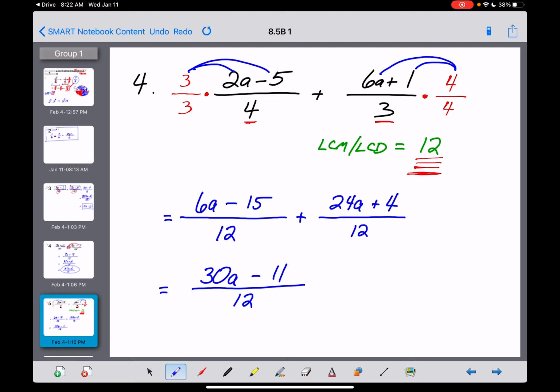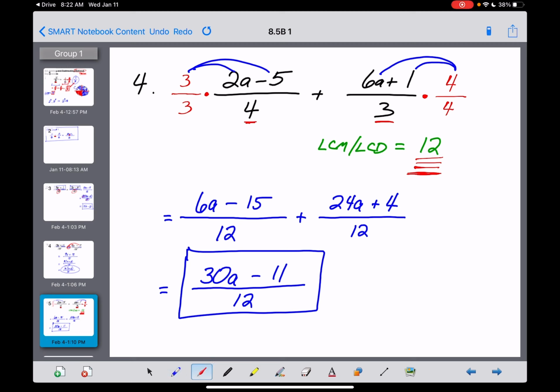But unfortunately, maybe fortunately, there is no common factor that we can divide out from the 30a and the 11 up there on the top. And with no factoring, you can't do any canceling. This is our final answer here, guys. That is as good as it is going to get. 30a minus 11 all over 12.